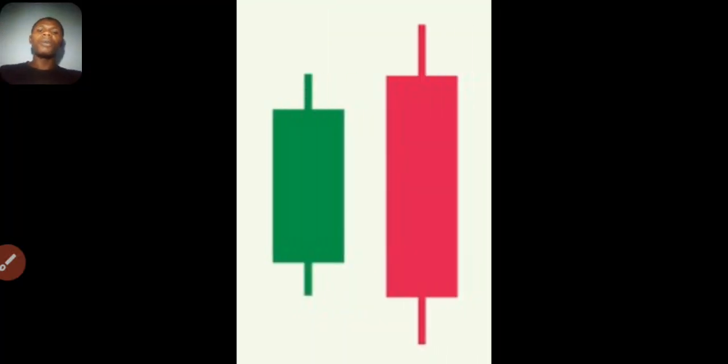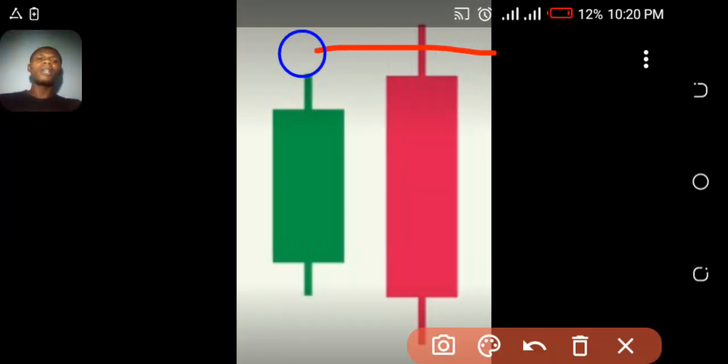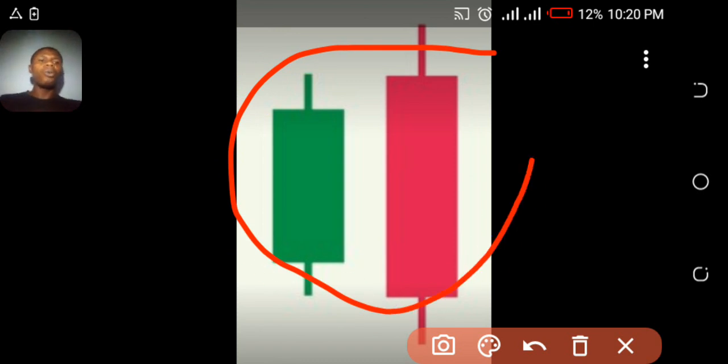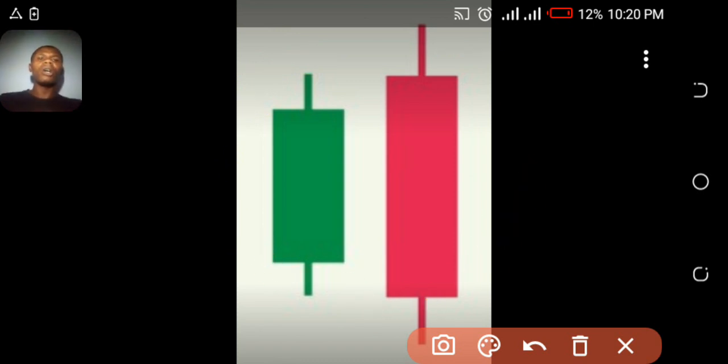Now the first one here, we have an engulfing candle, an engulfing bearish candle. What is an engulfing bearish candle? It is a candle that closes below what? The previous candle. Bullish candles open here and push price up here and close here.